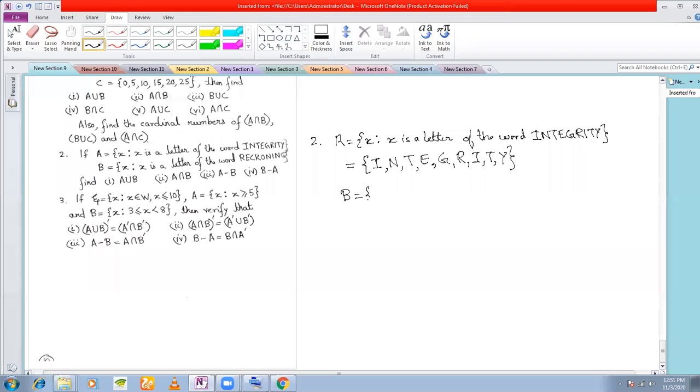Next, the set B. X such that X is a letter of the word reckoning. Okay, this is a word, but the set consists of the letters of the word. So we'll separate the letters.